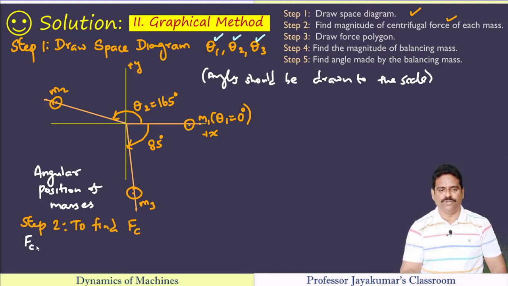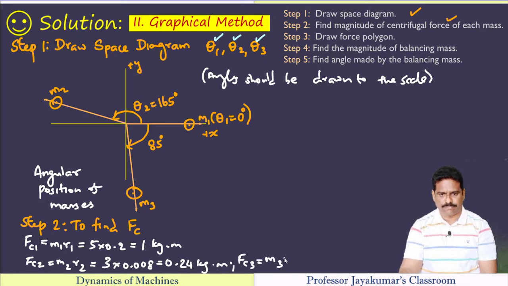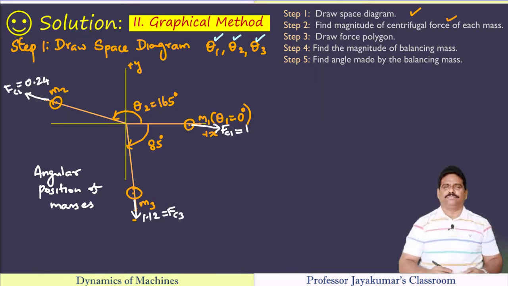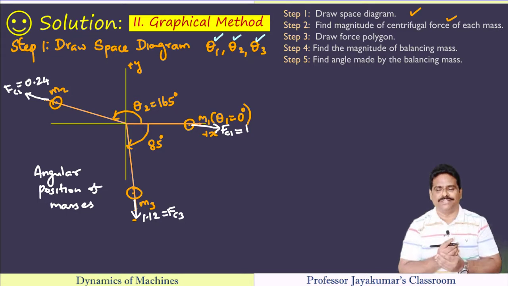mass. We know how to find centrifugal force. Right. So we got the FC1, FC2, FC3 values. Now let us go to the very important step known as force polygon. So we know the magnitudes and we know the directions. It is easy to draw force polygon by using the concept polygon law of forces.